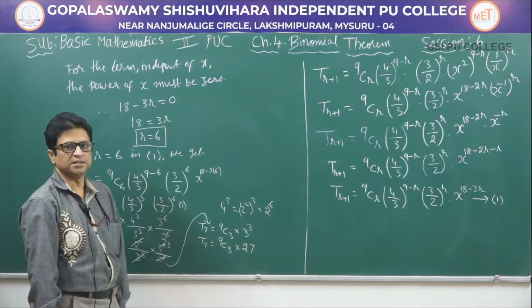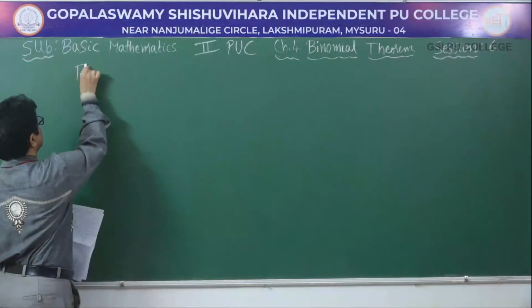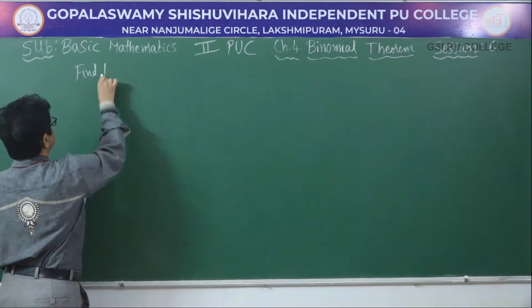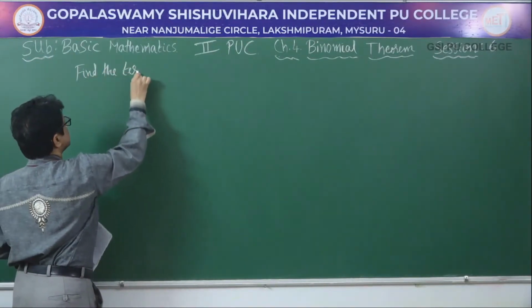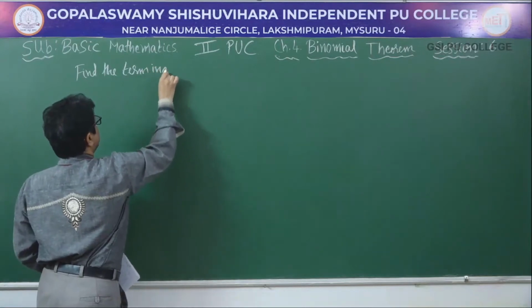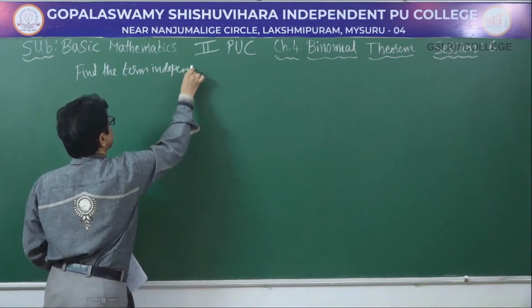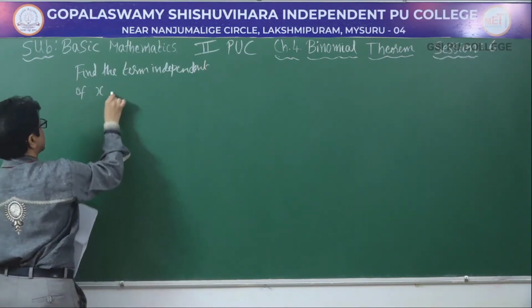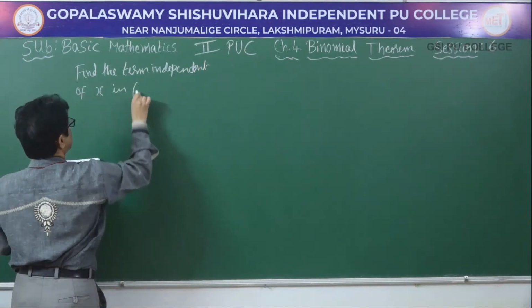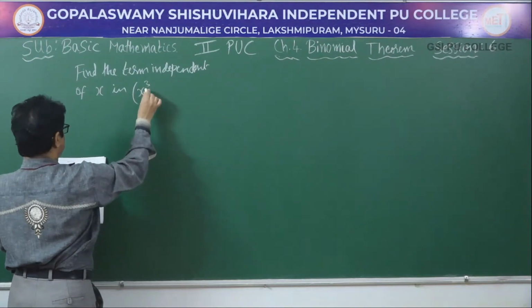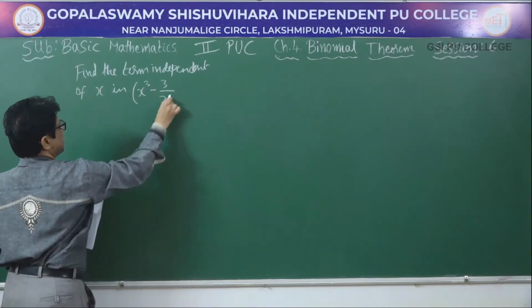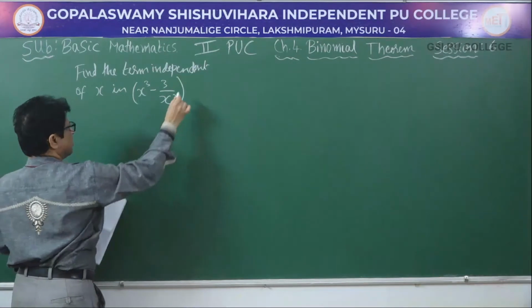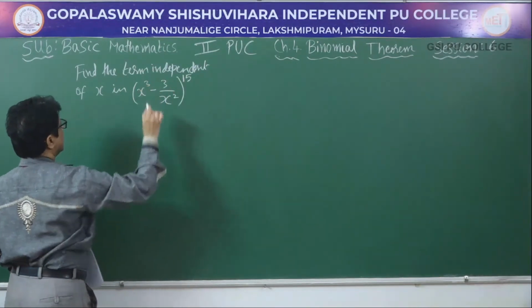That completes this problem. Find the term independent of x in (x³ − 3/x²) whole power 15.